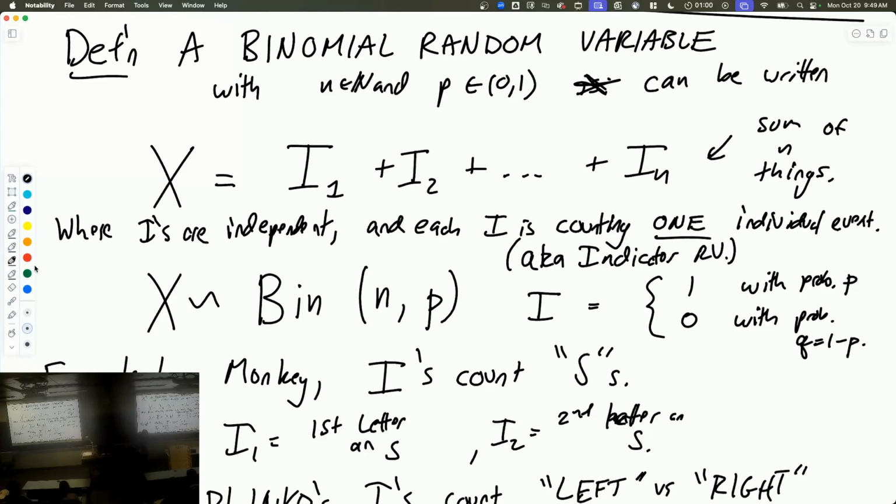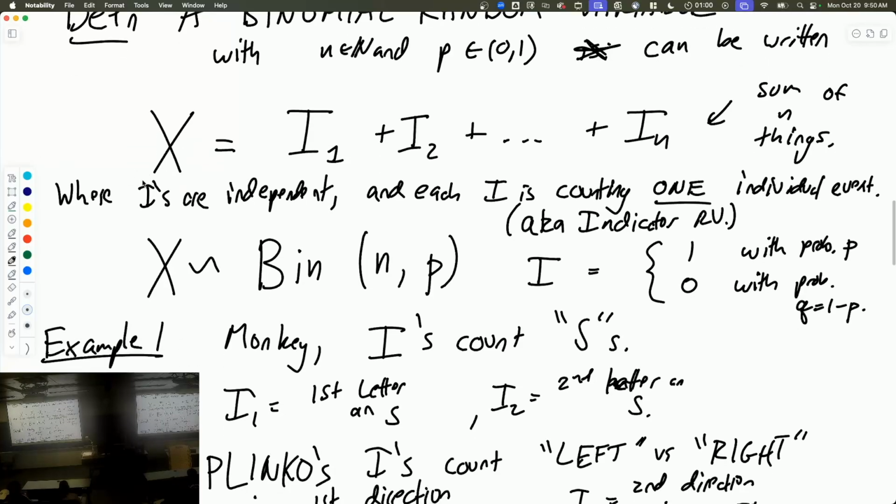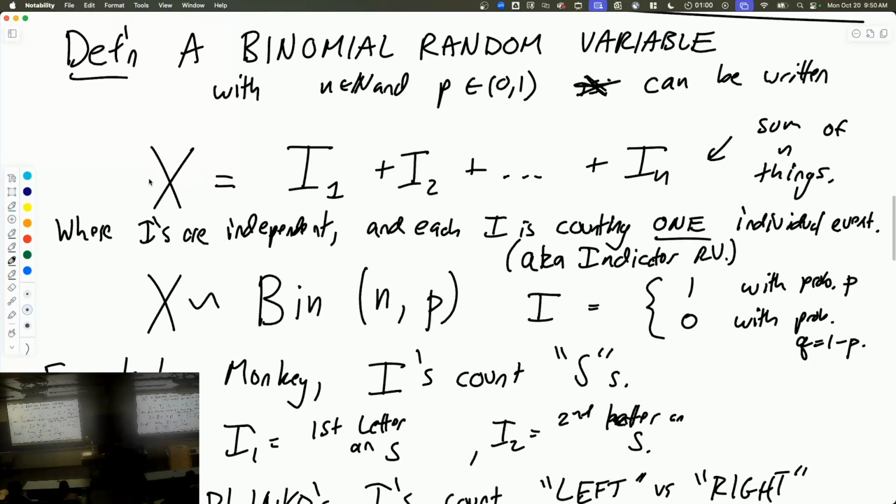So anytime you can write the thing you care about as a sum of individual pieces, and each individual piece is either 1 or 0, so either it went left or it went right, or you could say it was an S versus it was an F, then the final outcome will be a binomial, and you can write it like this, binomial NP. We worked out its distribution last class. So the distribution, I'll write that down in a second to remind us. Any questions or comments about this definition so far?